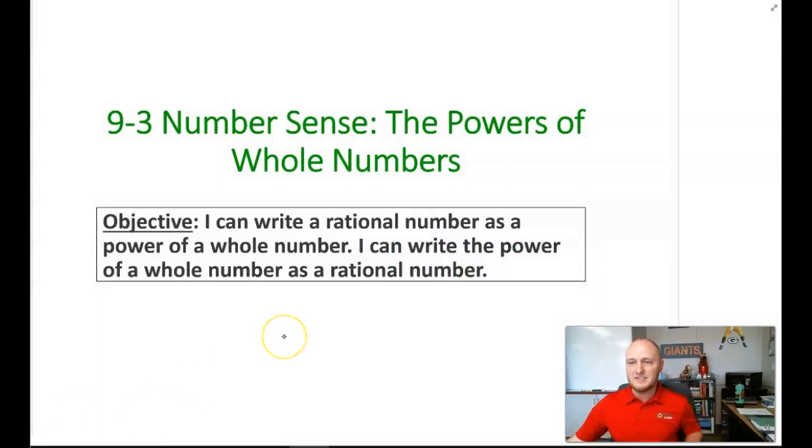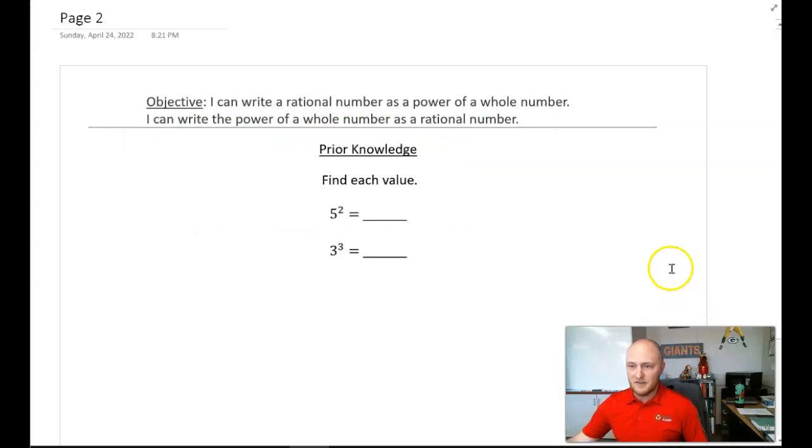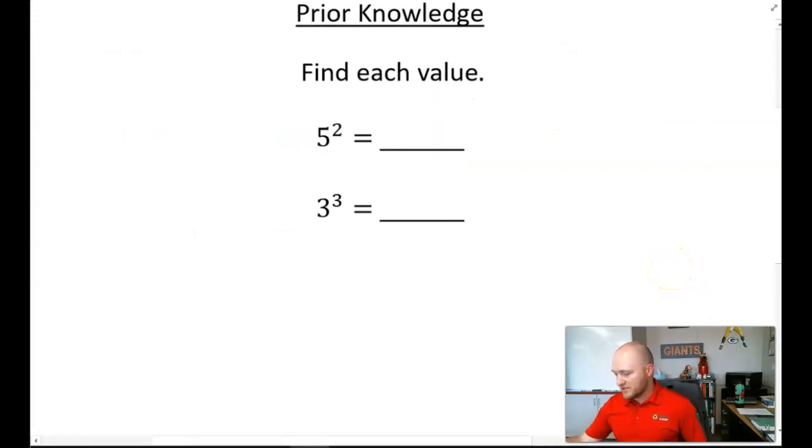This is 9-3. We are talking about the exponent laws and powers of whole numbers. We're going to dive right in, and I am going to ask you to quickly identify each of the following values. What is 5 squared and what is 3 cubed? Go ahead, pause the video, try that, and I'll reveal the answers in a second.